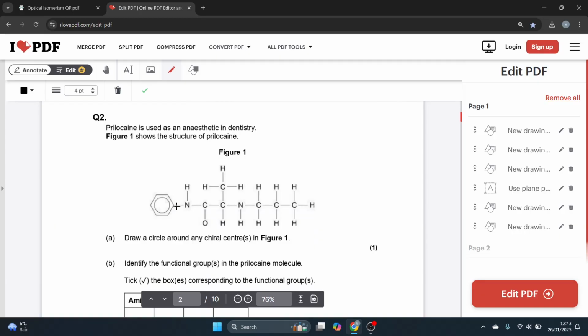Perfect. Question 2. Prilocaine is used in anaesthetic dentistry. Figure 1 shows the structure of prilocaine. Draw a circle around any chiral centers in figure 1. So a chiral center has 4 different functional groups attached to it. So it is clearly going to be this one because it's got a C-O, it's got a CH3 methyl group, it's got an NH, and it's just got a H. So that's 4 different groups.